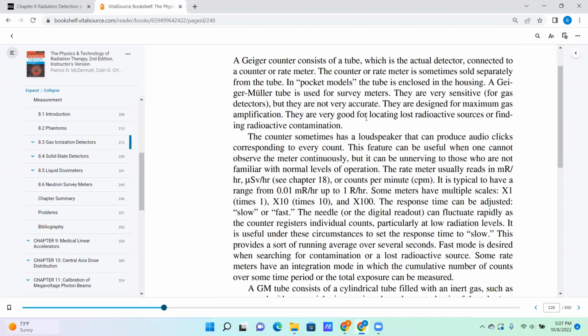The counter sometimes has a loudspeaker that can produce audio clicks corresponding to every count. It can be useful when one cannot observe the meter continuously, but it can be unnerving to those who are not familiar with normal levels of operation.